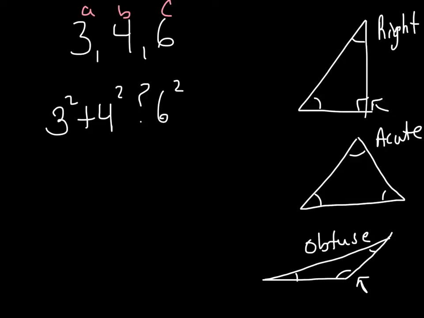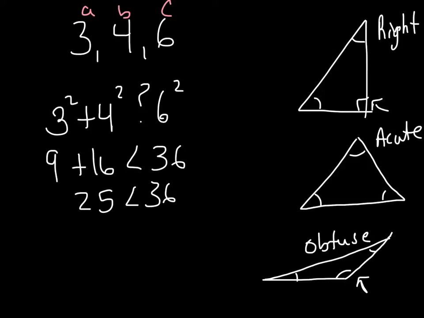Well, let's use these numbers as an example. So if I have 9 plus 16, that's going to be less than 36, because that's 25. 9 plus 16 is 25. So what does it mean if the a squared plus b squared portion is less than c squared? Will that indicate an obtuse triangle or an acute triangle? Let's determine that right now.